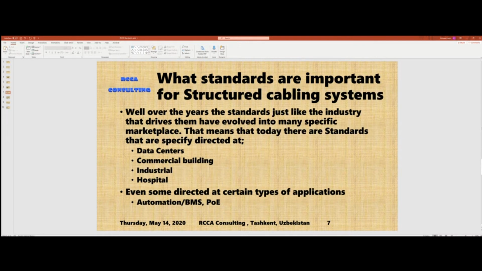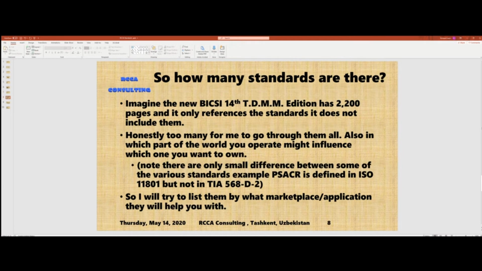So for structured cabling systems, is it important? Well, over the years, just like the industry, the standards have evolved, and some of them are now more specific to each marketplace. Some standards are now directly aimed at data centers, some at commercial buildings, industrial applications, hospitals. Some are even aimed at applications like automation and building management systems, BMS, or even some newer ones lately with Power over Ethernet and PoE plus, and all that nice song and dance. So how many standards are there? There are, excuse my language, loads of standards out there. As an example, I'm using the BICSI 14th edition TDMM.